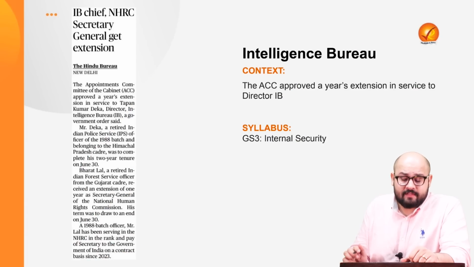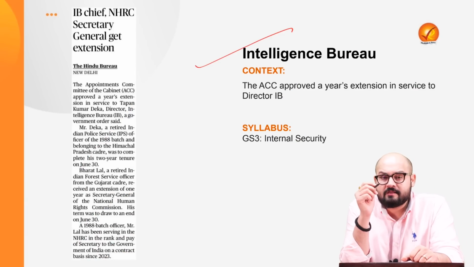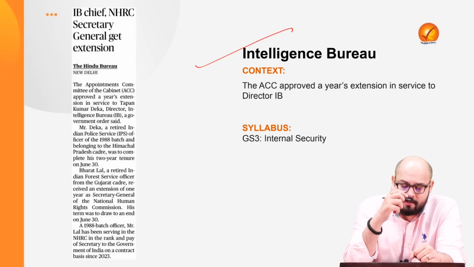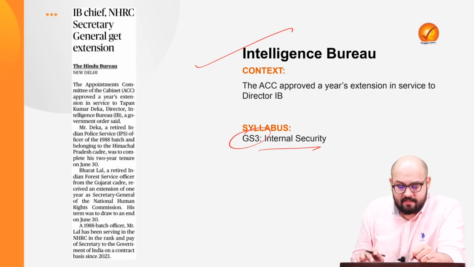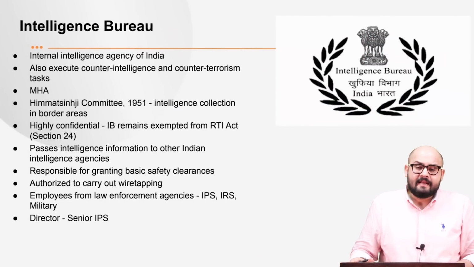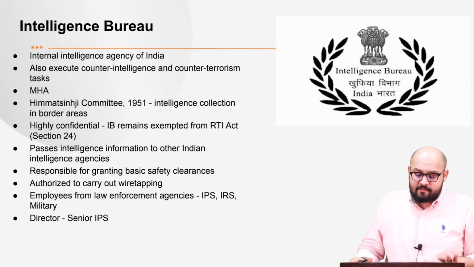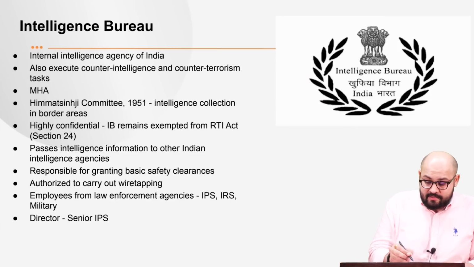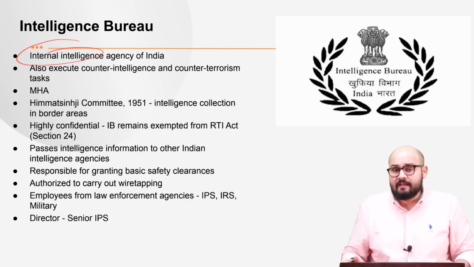So the next article is with respect to a very important security agency, the Intelligence Bureau. The IB chief, along with the NHRC Secretary General, has got an extension in service. So that is the context. This is with respect to GS3 internal security. Now, talking about the Intelligence Bureau, it is the premier internal intelligence agency of India, right? So it deals with internal intelligence.